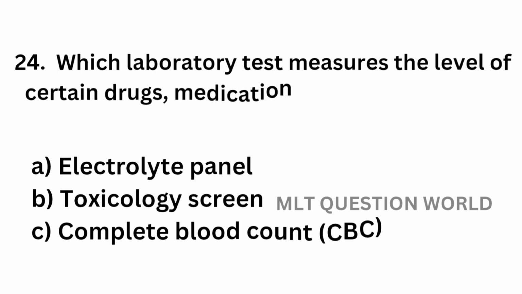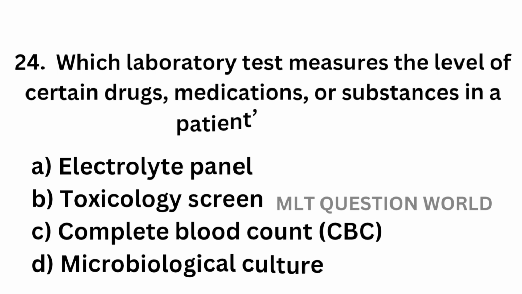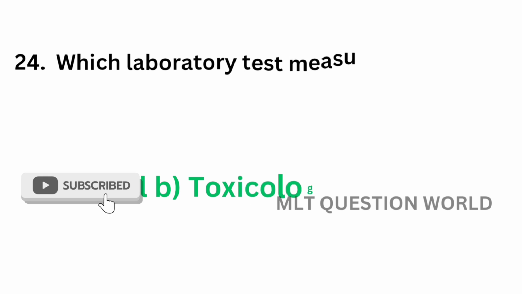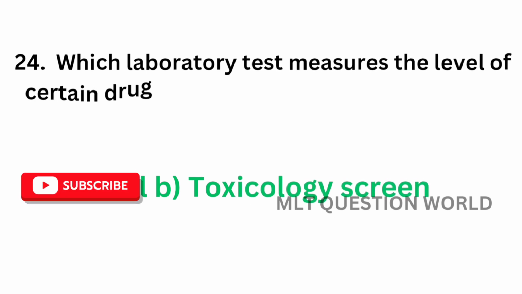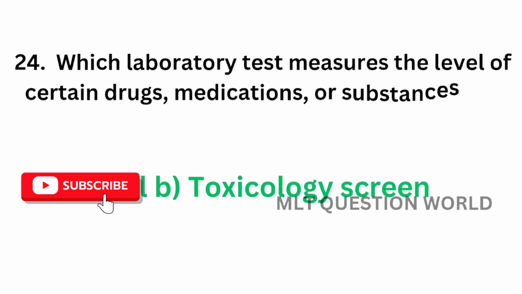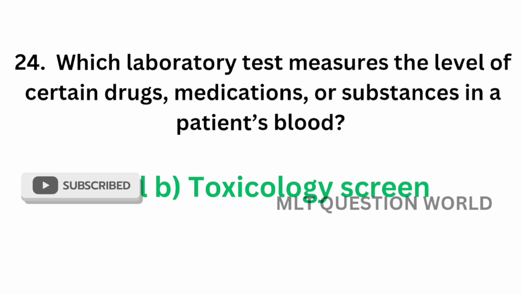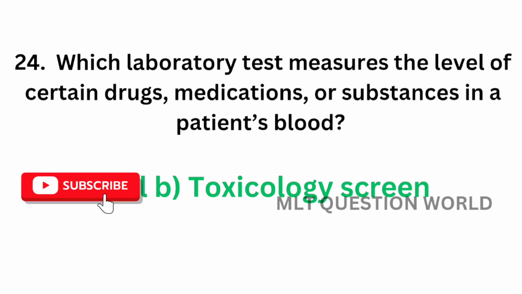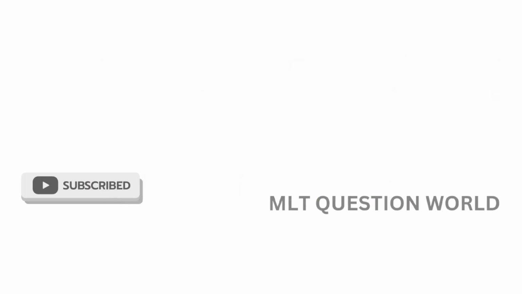Question number 24. Which laboratory test measures the level of certain drugs, medications or substances in a patient's blood? Option A, electrolyte panel. Option B, toxicology screen. Option C, complete blood count. Option D, microbiological culture. The correct answer is option B, toxicology screen. The laboratory test that measures the level of certain drugs, medications and substances in a patient's blood is toxicology screen.